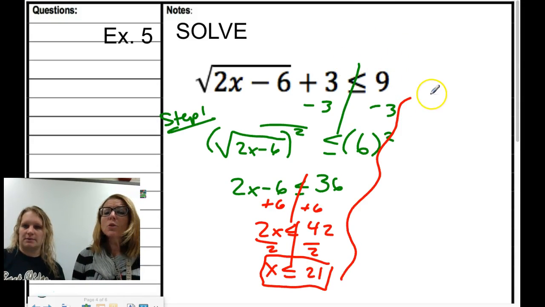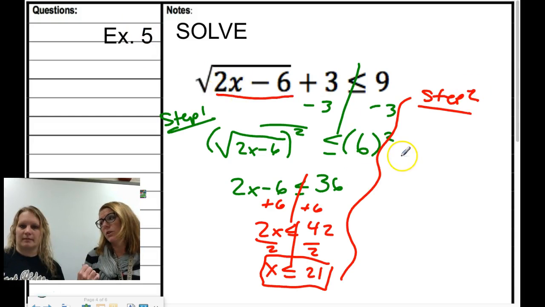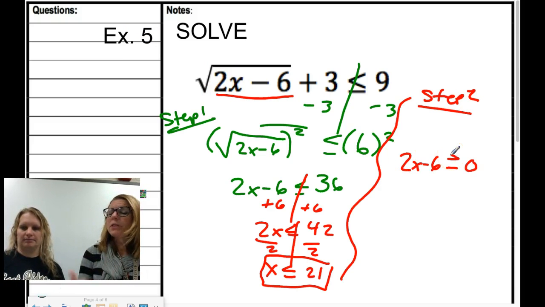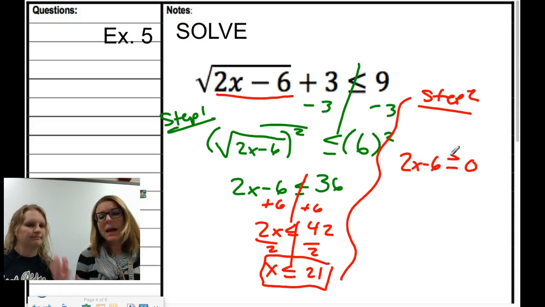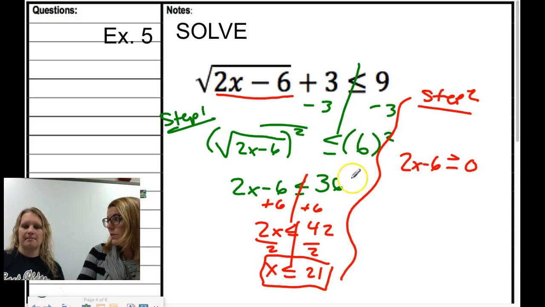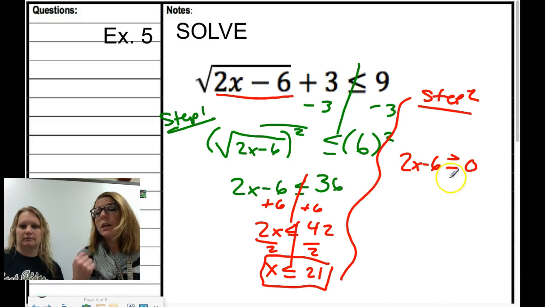Now, step 2. What we're going to state is that what's under the radical has to be greater than or equal to 0. So 2x minus 6 has to be greater than or equal to 0. Remember in the 8-whatever section, it had to be greater than or less than 0. That was different because that was in the denominator. Now, this has to be greater than or equal to because you can't have a negative under the radical.